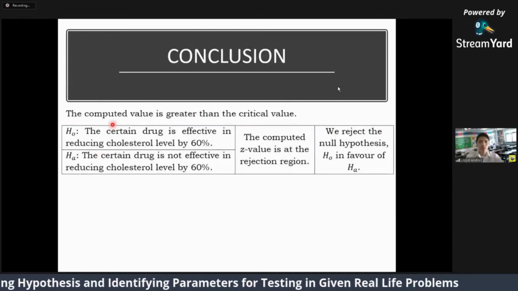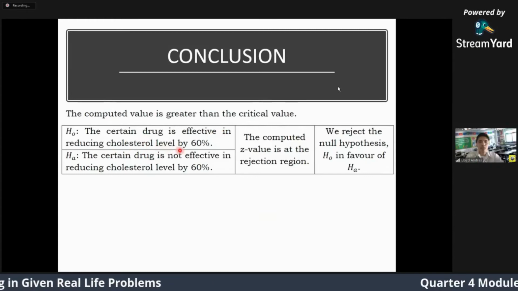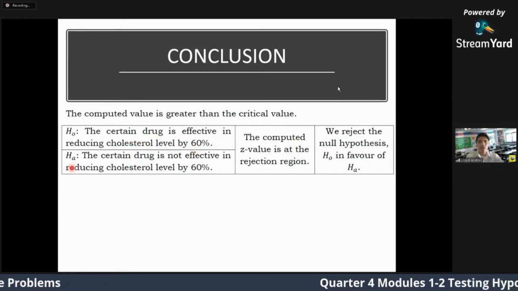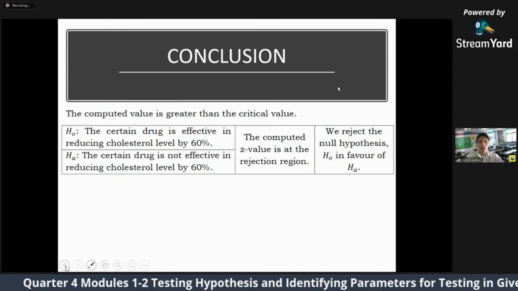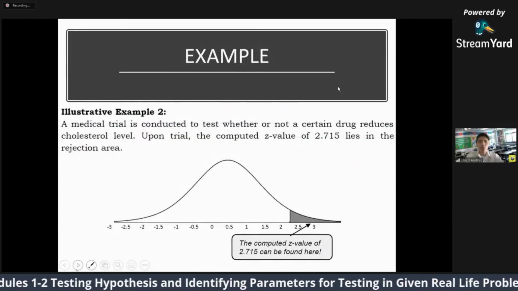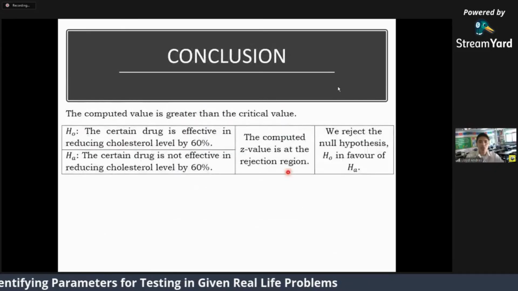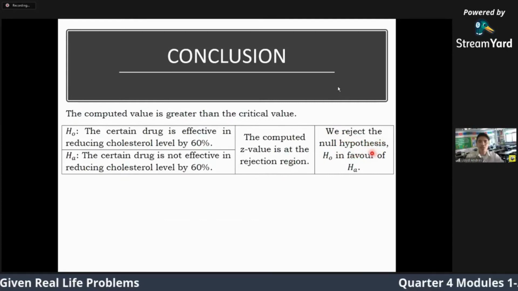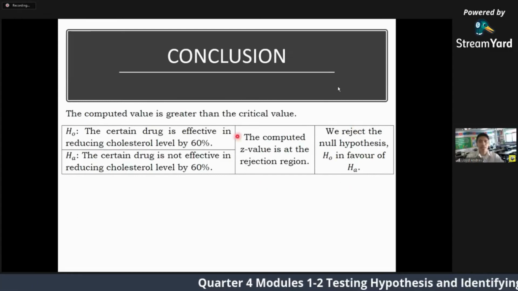So based on that, our null hypothesis is the certain drug is effective in reducing cholesterol level by 60%. Our alternative is the certain drug is not effective in reducing cholesterol level. So based on this graph, since our computed z-value belongs to the rejection region, therefore we reject the null hypothesis, H0, in favor of HA. That is the decision.